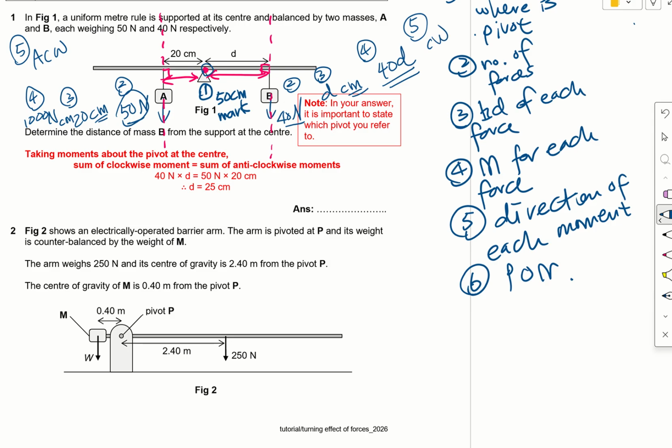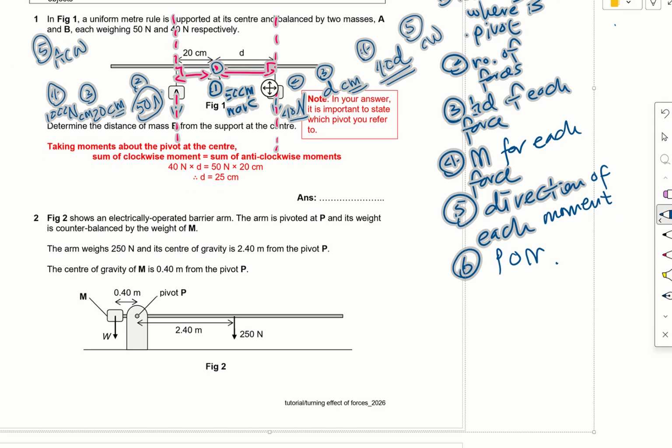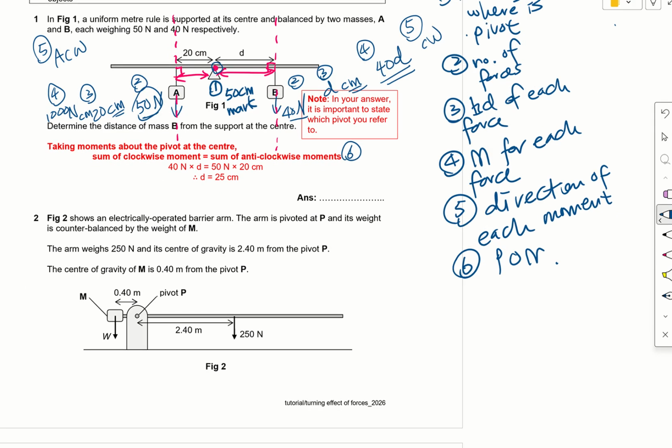Okay, so step 6, you apply your principle of moments, which is sum of clockwise moments equals sum of anti-clockwise moments. So I'll have 1000 Newton cm equals 40D Newton cm. Notice that the units actually tally and they can be cancelled out. Not really cancelled, it's just that both sides were using cm. Then that's okay. So after that, I calculate for my d. The d will be 25 cm as stated here.